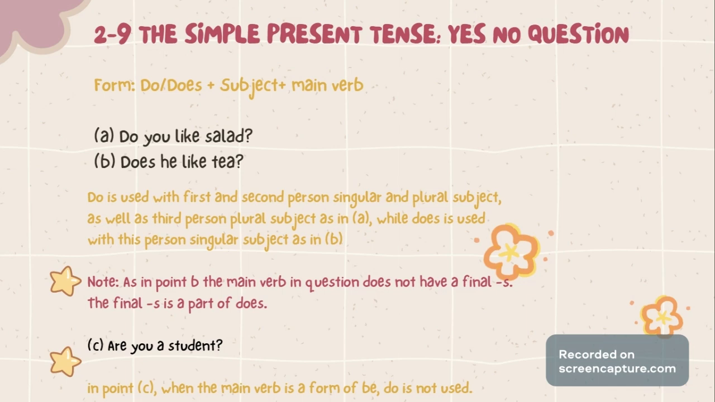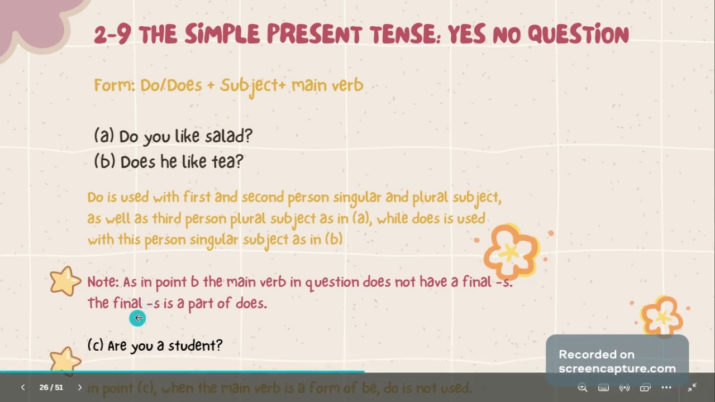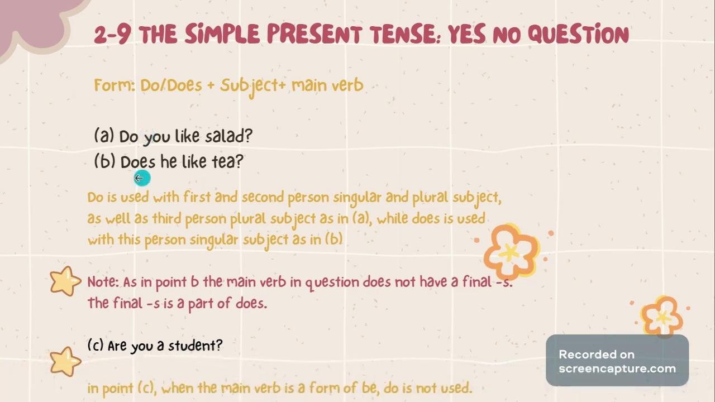As in point B, the main verb in the question does not have a final s, because the final s is a part of does. So if we use does, we don't add s at the end of the main verb. So if we say does he likes tea, it's incorrect.